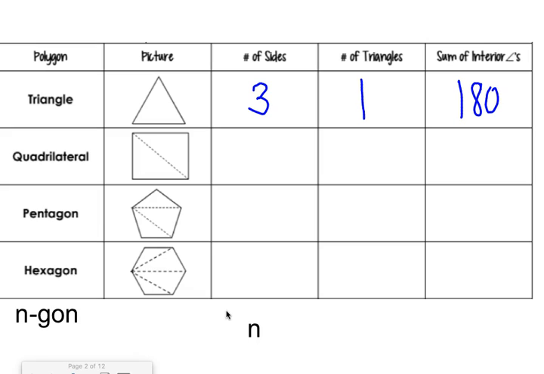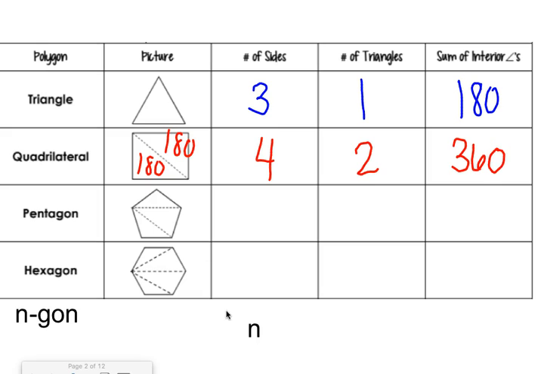Let's just see what happens here. A quadrilateral has how many sides? 4. How many triangles do you see drawn? 2. So how many degrees do you think? Right, 180 plus 180 gives me, okay?